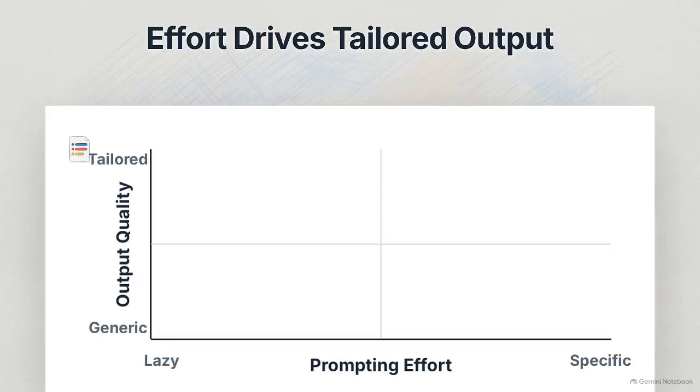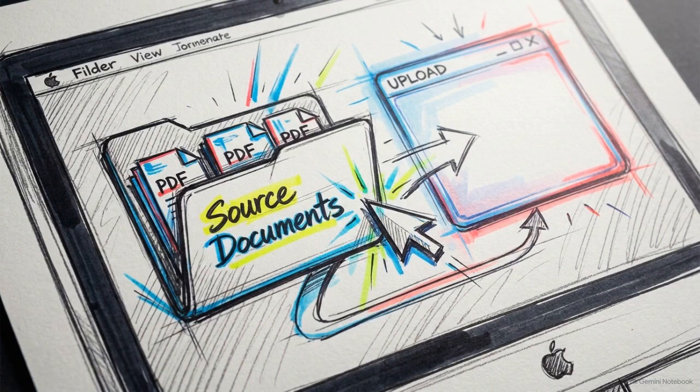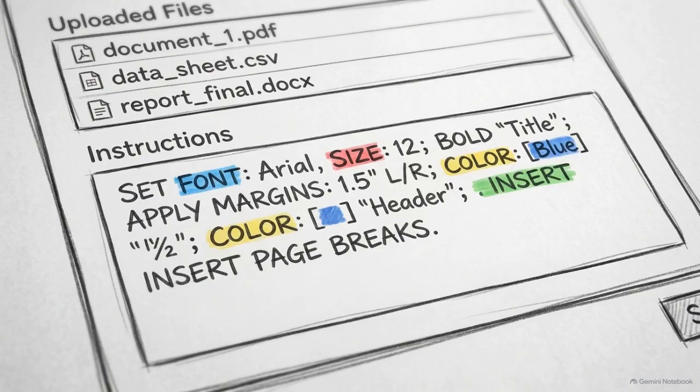This quadrant chart illustrates the correlation clearly. If you invest the time to move from a lazy prompt to specific instructions, the quality of your output scales directly from generic to highly tailored. The AI calculates its final script by marrying the raw facts from your documents with the strict stylistic rules you set in that customization box.